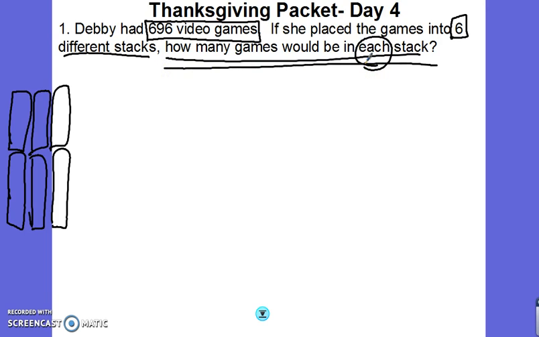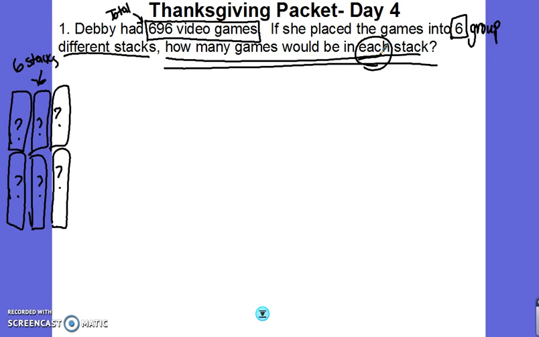So I can already tell I'm trying to figure out what number would be in each of these stacks. I do know though that there are 6 stacks. So I know that I should label this group. These are my groups. There's 6 groups. And I know that Debbie must be a serious video gamer because she has 696 total. So I have my total, I have my groups, and I'm looking for my each.